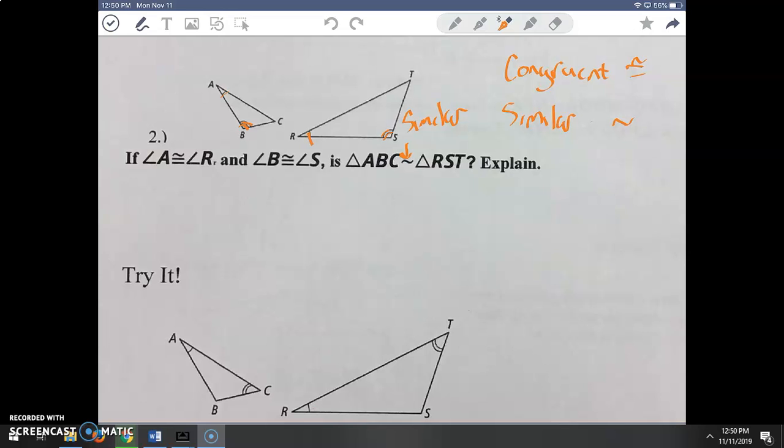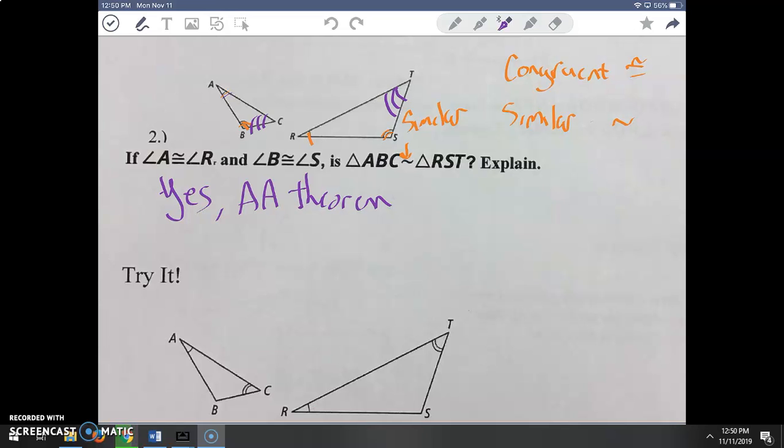So now it's asking, are they going to be similar? Well, in this situation, this is going to be a yes, and it's based off what we call the angle-angle theorem. Basically, if you have two angles congruent, then the third one is going to be congruent. And if that's the case, then we're going to have something similar.